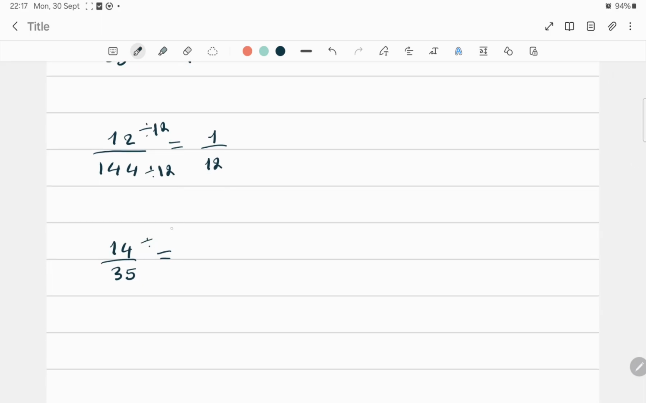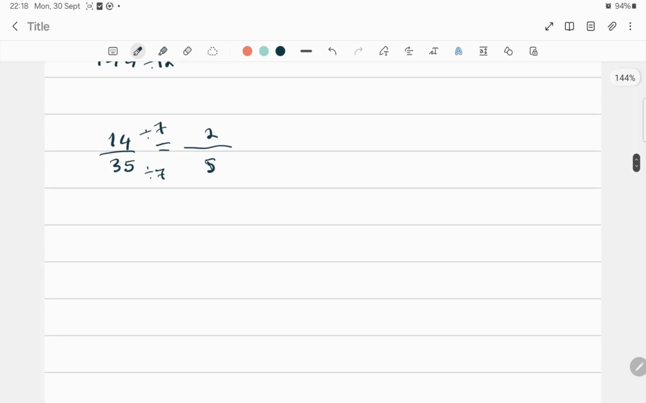14/35, you can divide by 7, both of them. 14 divided by 7 is 2. 35 divided by 7 is 5. So the simplified fraction is 2/5.